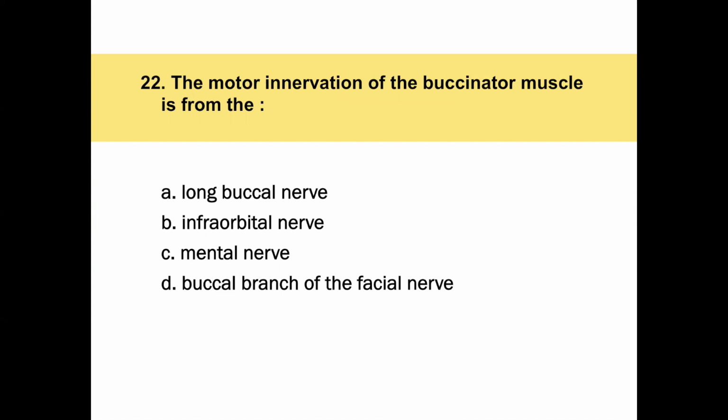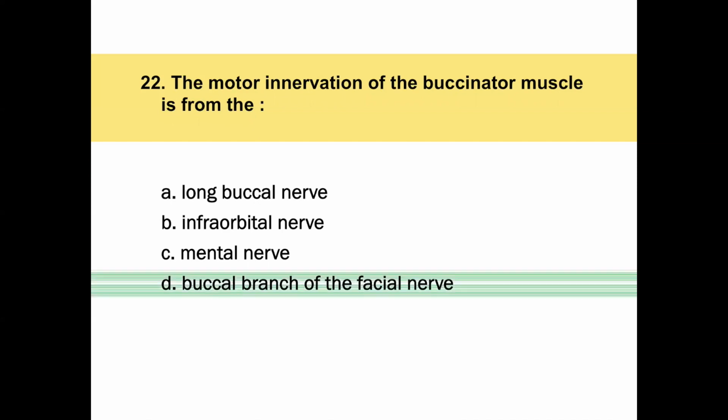The motor innervation of the buccinator muscle is from the A. Long buccal nerve, B. Infraorbital nerve, C. Mental nerve, D. Buccal branch of the facial nerve. Answer D. Buccal branch of the facial nerve.